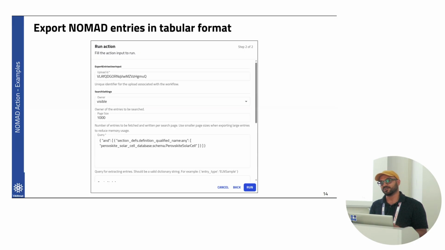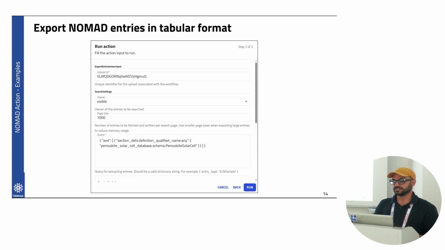Moving on to non-physical examples here, we also set up an action for exporting NOMAD entries in tabular format. So this is something that was coming again and again from the machine learning community, that they want to use the data coming from NOMAD, but it's really useful for them to collect the data in a tabular format, for example, a Parquet file or something. So we again set up an action for this, and this is the form for the action. We have something to input a query, and this query allows you to search NOMAD entries. So for example, here we are building a tabular data set for perovskite solar cell data that we have.